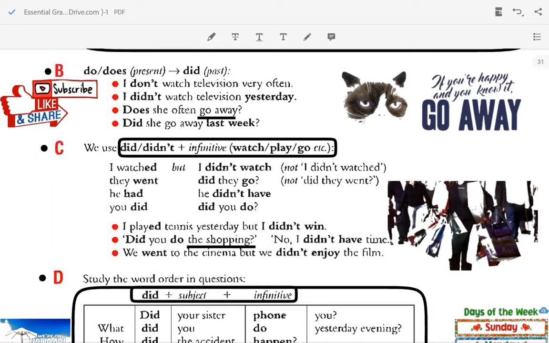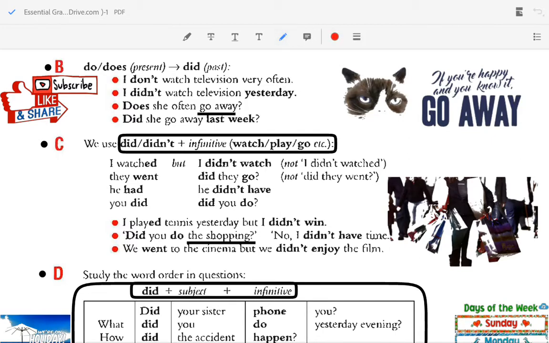B. Do, does for present; did for past. I don't watch television very often. I didn't watch television yesterday. Does she often go away, for example, in this picture? Did she go away last week?